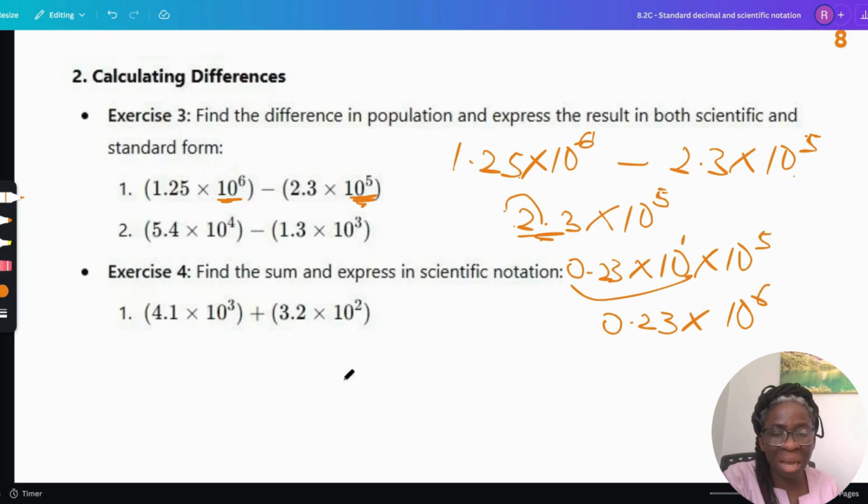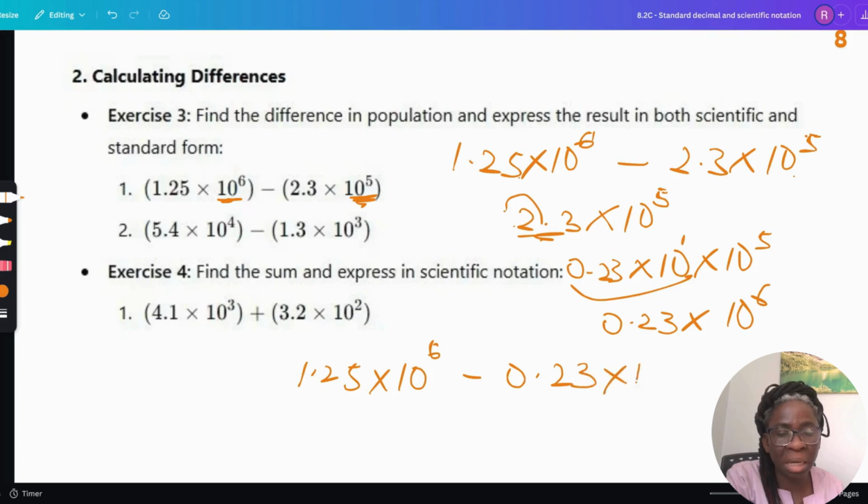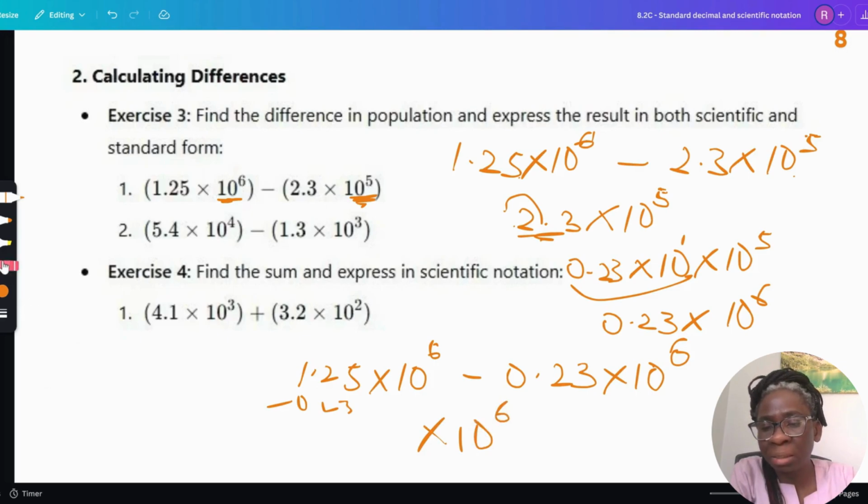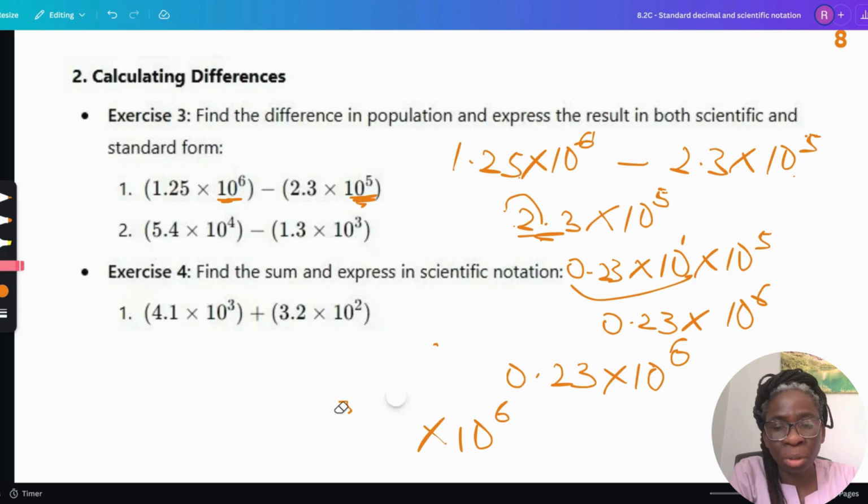So now that they have the same power, we can say 1.25 times 10 power 6 minus 0.23 times 10 power 6. So what you have to do is make sure the powers are the same. Now you can subtract this one, and your answer will be whatever you get. When you subtract this one, your answer will now be that answer times 10 power 6.